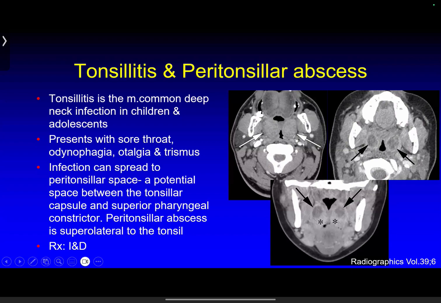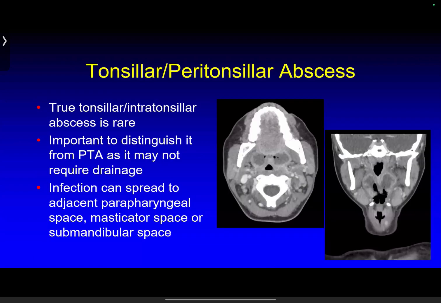Now, you can rarely have an intratonsillar or a tonsillar abscess, and these are much less common as compared to a peritonsillar abscess. And it's important to distinguish between the two because peritonsillar abscesses usually require surgical drainage, whereas intratonsillar abscesses may not. And they can often be treated just with IV antibiotics and supportive measures.